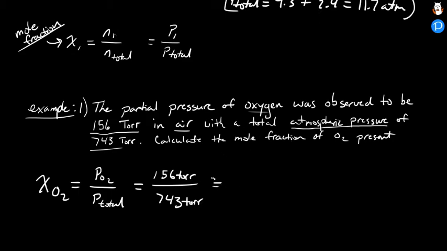So let's plug the numbers in here. 156 divided by 743 is 0.21, we'll say. Now, this is a unitless number because it's just a ratio. So let's make a note here that there are no units for mole fraction, because again, it's just a ratio between these two different pressures.